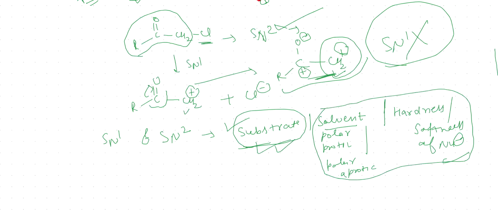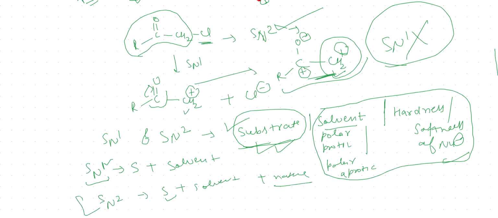In SN1, the rate of reaction depends only on one reactant, not on the nucleophile. So in this reaction, the nature of the nucleophile does not affect the mechanism. It depends on the substrate plus solvent. In SN2, it depends on the substrate plus solvent plus the nature of the nucleophile. So here there are three factors, and here only two factors. We have already discussed SN1 and SN2. So that was all about nucleophilic substitution reactions.